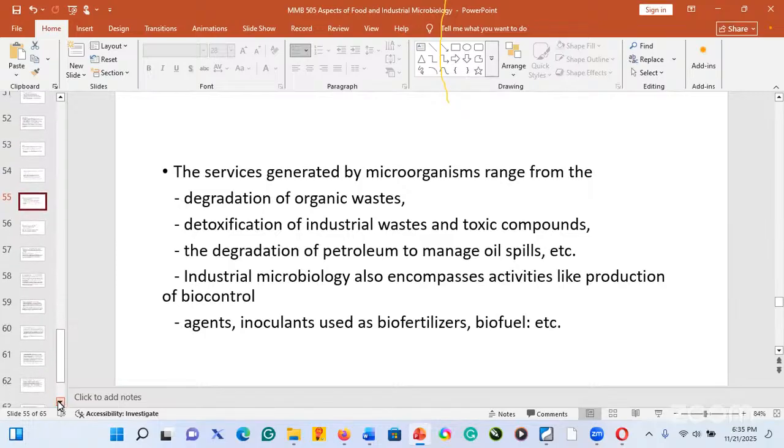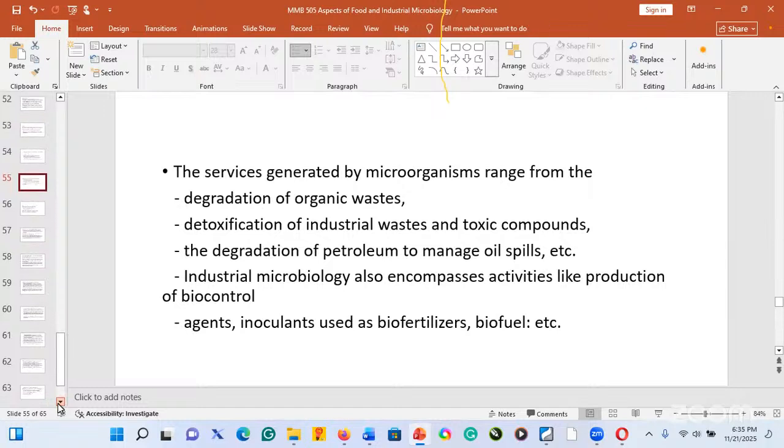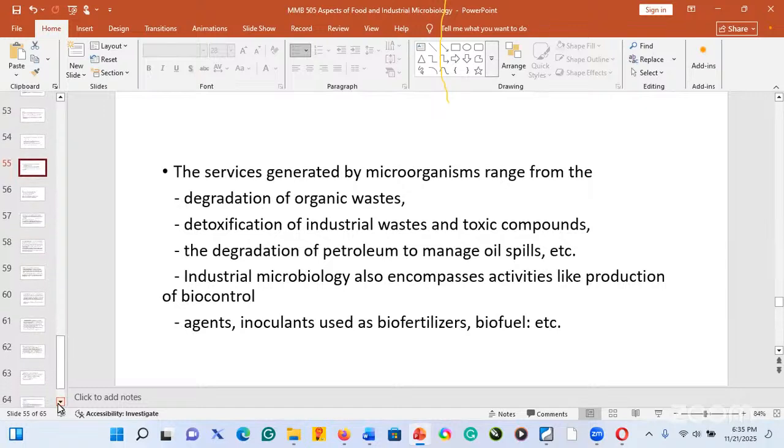that microorganisms that we use in industry can also be used to degrade organic wastes. They can be used to detoxify industrial wastes and toxic compounds. They can be used to degrade petroleum and to manage oil spills. Some bacteria and some organisms are being used to do that industrially.